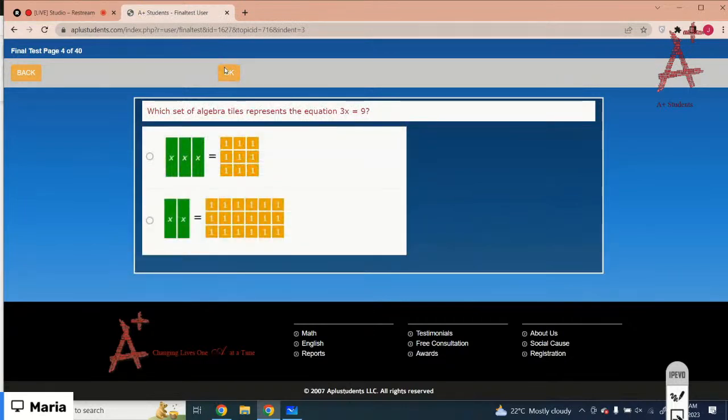Okay, which set of algebra tiles represents the equation 3x equals 9? So which is the correct option? Option 1 or option 2?